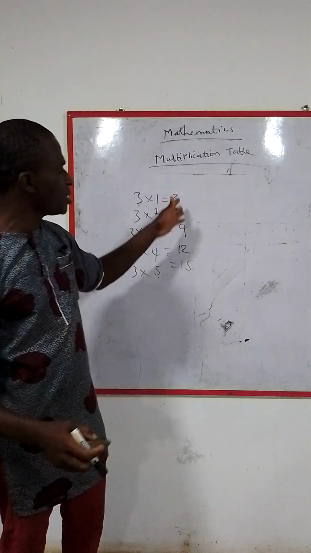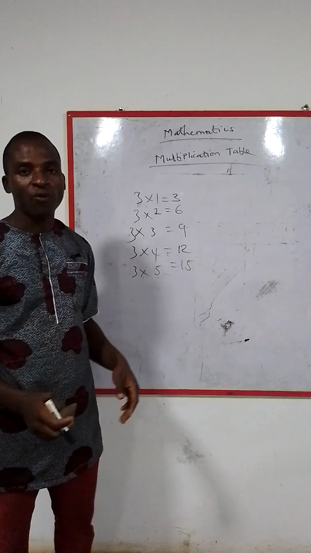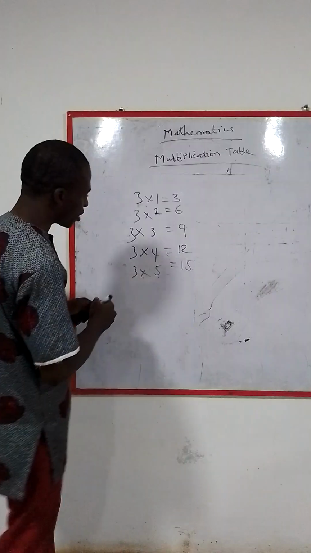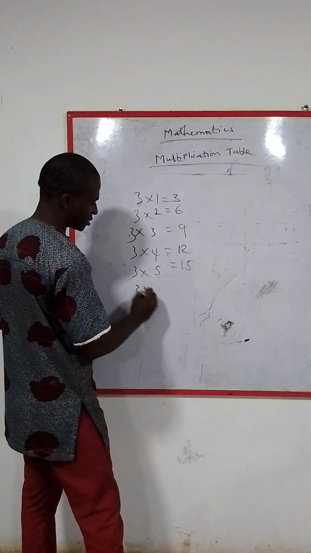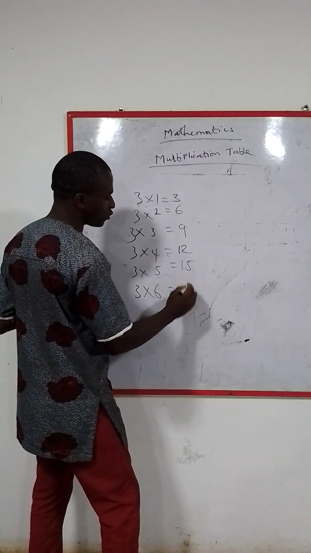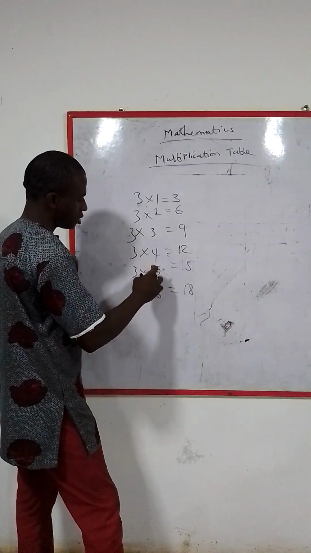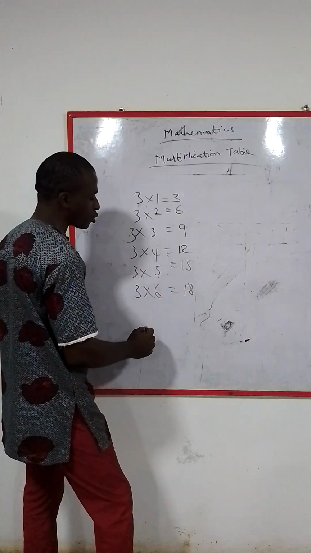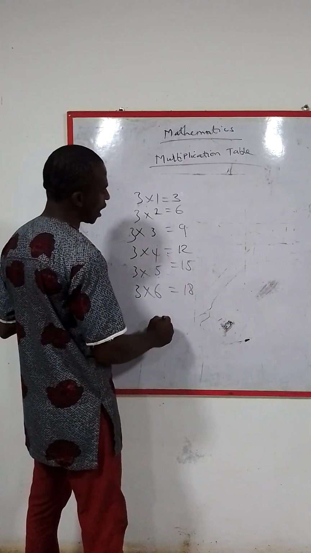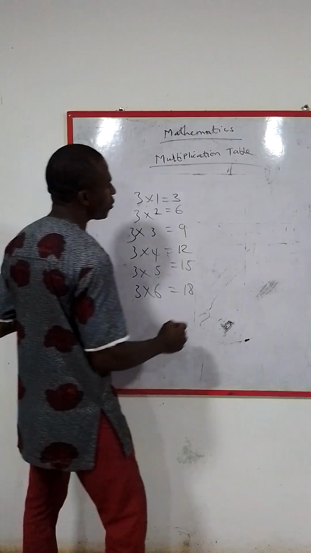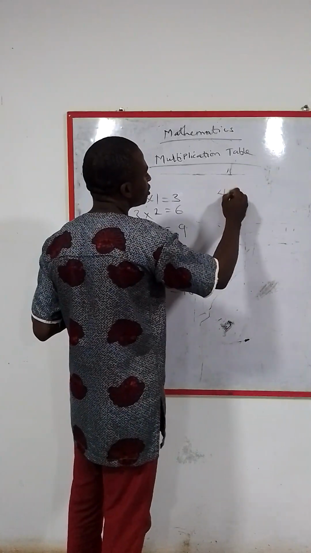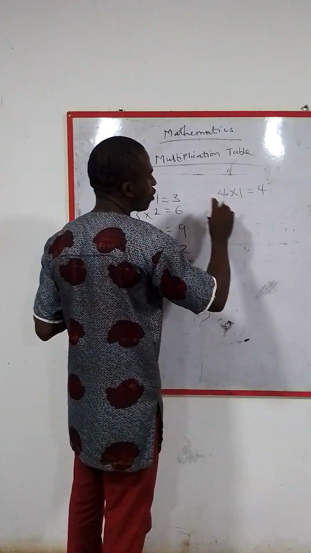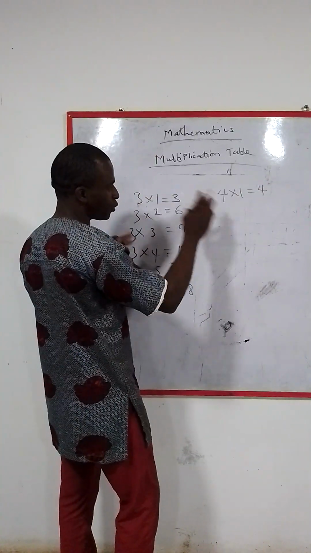These numbers you are seeing here are called the multiples of 3. We can go on and on like that, and we'll get the multiples of 3 as we add 3 to the previous multiple to get the multiplication. We can also do that for 4 times and 5 times, just like that. Let me just do 4 times and 5 times.